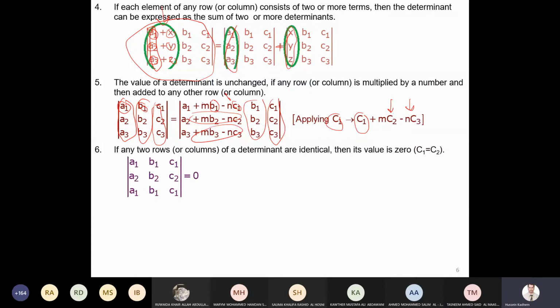Now, another property: if any two rows of a determinant are identical, then the value of the determinant is 0. Have a look here. You can see these two rows.